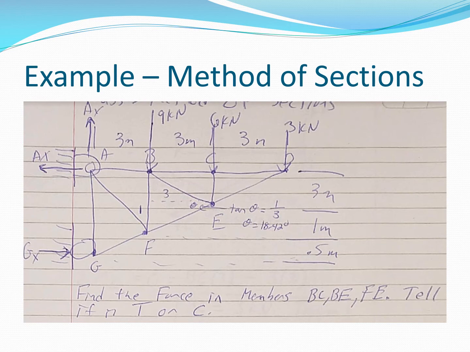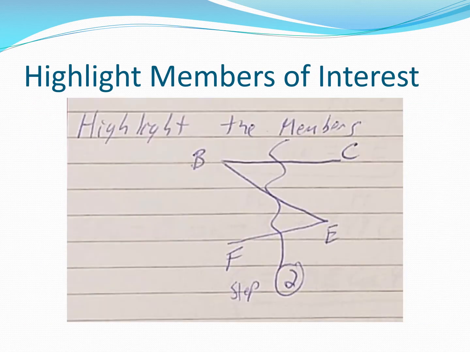So step one, right, was to find global equilibrium if needed. Well, in this case, when we slice this thing down the middle, I'm going to pick the right-hand side, so we don't have to worry about global equilibrium. So we can skip that step. Right, step two is to highlight those members and cut. So those are the three members that we're going to be cutting through.